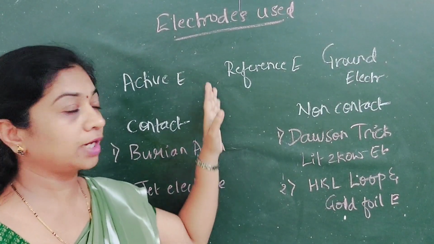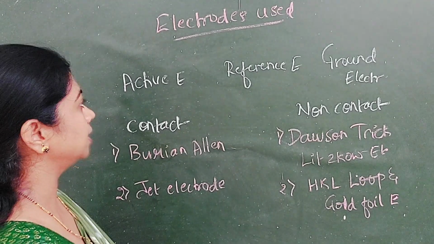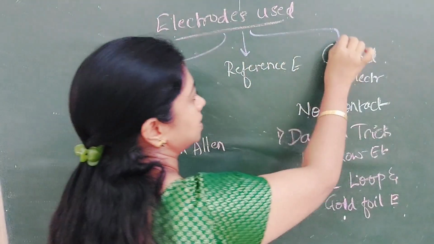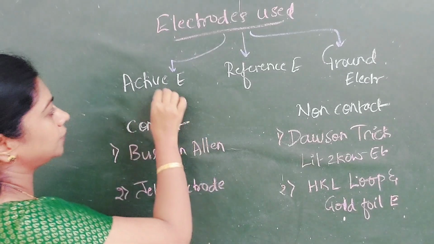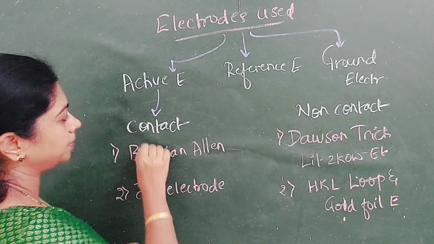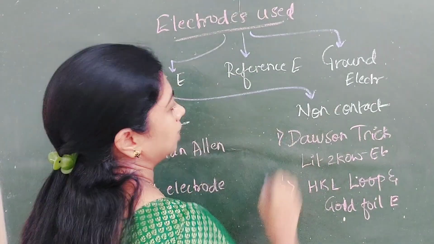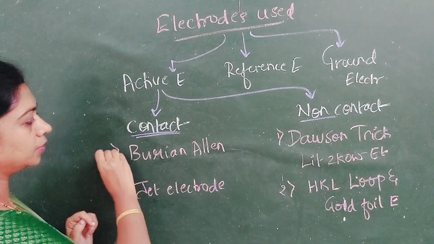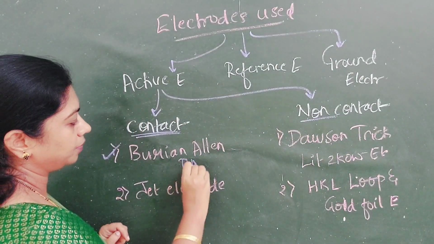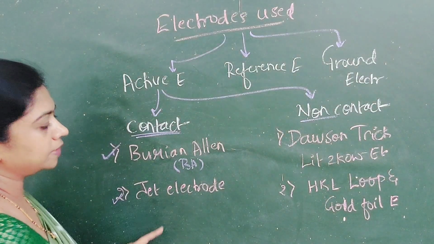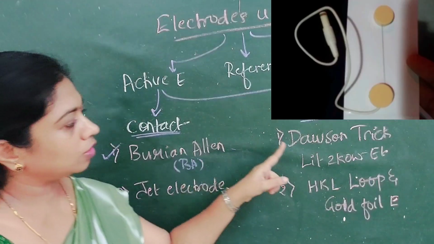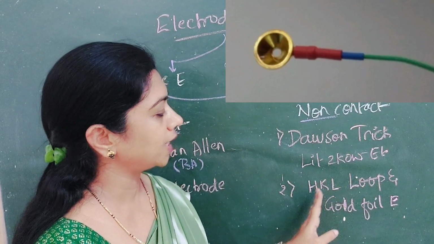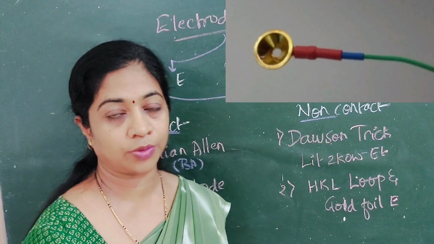So coming to the electrodes which are used for ERG, we have active electrodes, the reference electrodes, as well as the ground electrode. The active electrode can be the contact type, which is in contact with the cornea, or it can be the non-contact type. In the contact type, we have the Burian Allen or the BA type of electrode. Then we have the jet electrode. In the non-contact type, we have two types again. We have the Dawson-Trick-Litzkow electrode, or DTL, and the HK loop and gold foil electrode.